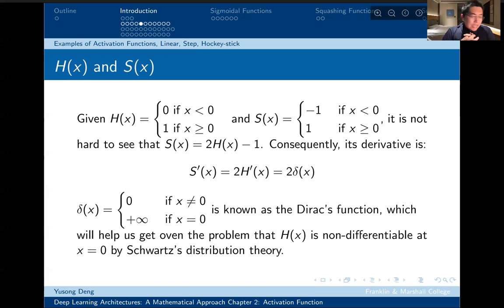But that is not the main target of today. That is not what we want to discuss with activation functions. So if you're interested, you can look into why we can get over that from the perspective of generalized functions instead of specific function analysis.